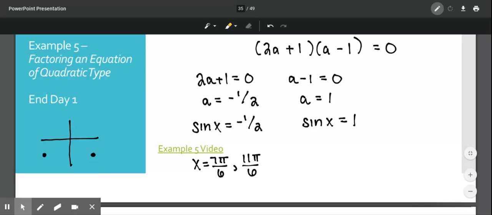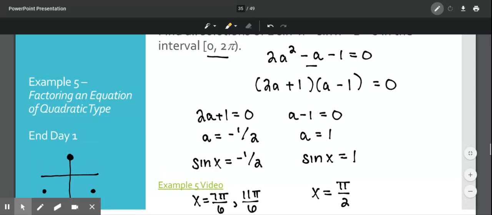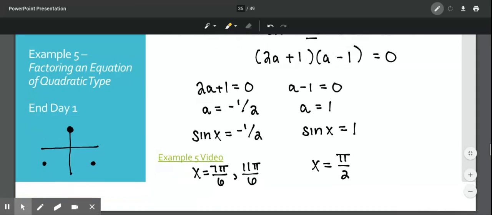And then the sine equals 1 when your y-coordinate's 1. So that would be when x is at pi over 2. And those would be your only three solutions. Again, we're not going to put the plus 2 pi n because we were restricted just to one rotation around the circle to start.